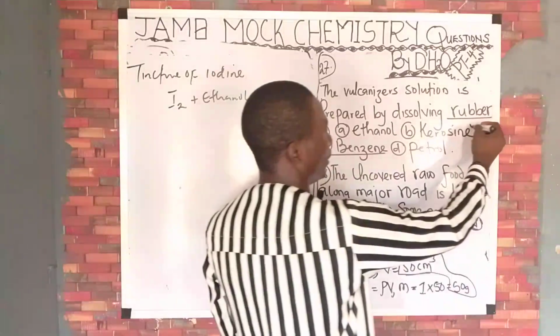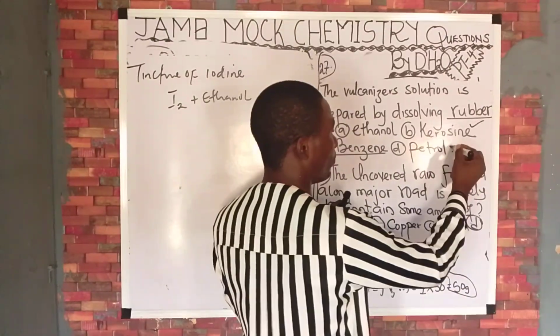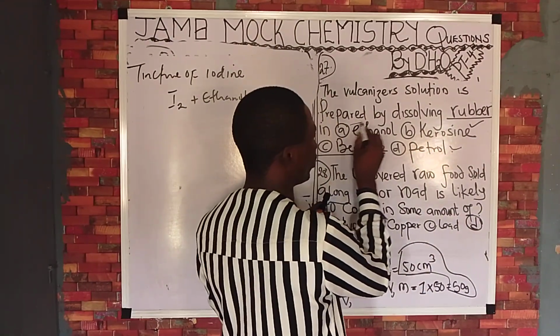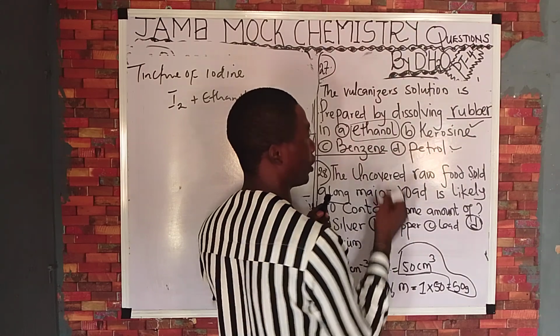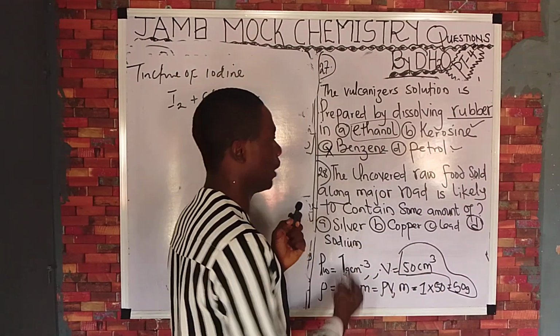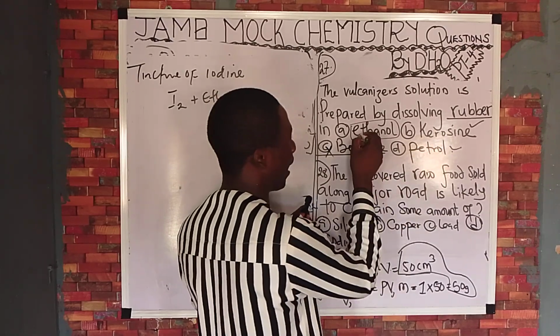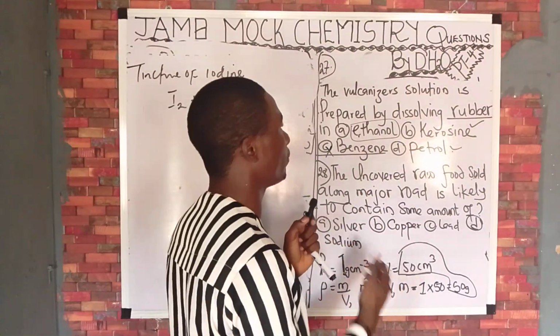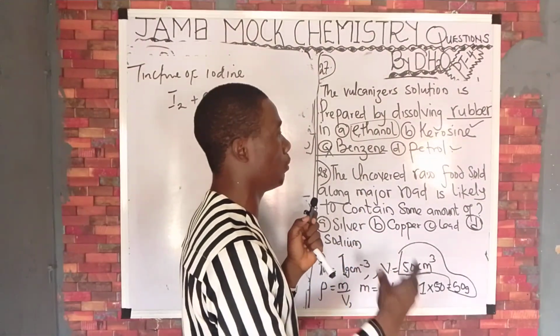Now, kerosene is a non-polar molecule. Petrol is a non-polar molecule. This one is a polar molecule because it contains the hydrogen bond, so it's soluble in water. This one is not soluble in water. All of these are non-polar apart from this. But the question is saying, how can vulcanizer solution be prepared?